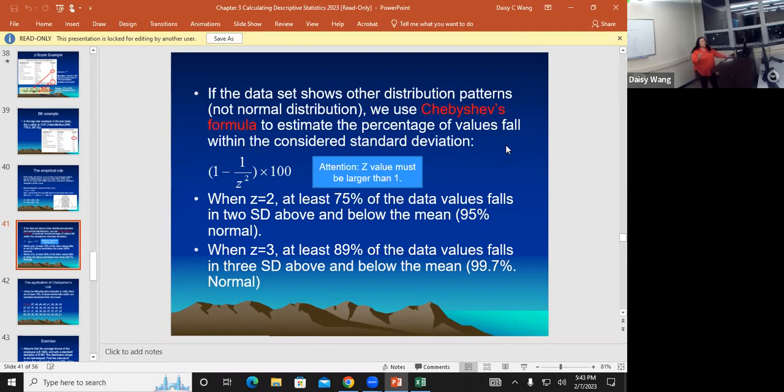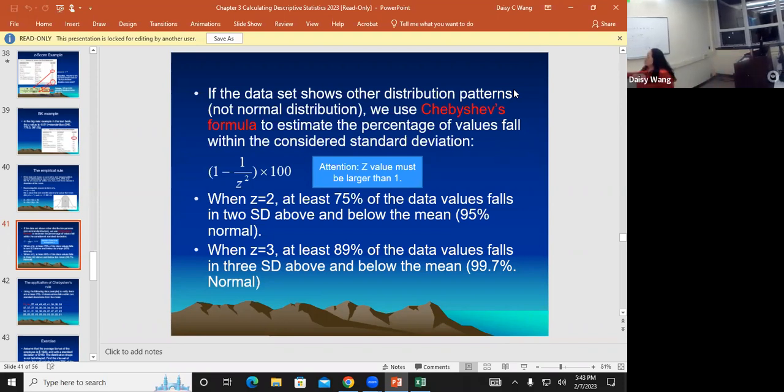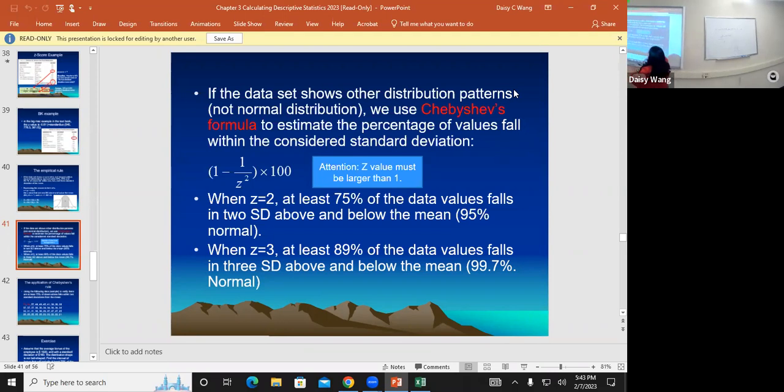But in reality it's actually 95%. And then for 3 it will be 89%, but in reality it is 99.7%. So if it's not a normal distribution, we will use this Chebyshev formula to estimate around how many percent is within 2 standard deviations, 3 standard deviations. But in the normal distribution, we know it's 68, 95, 99.7%.